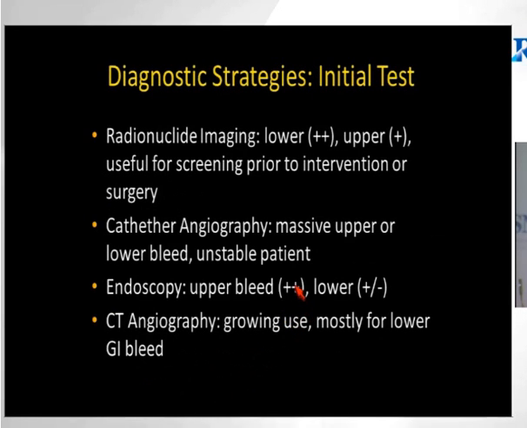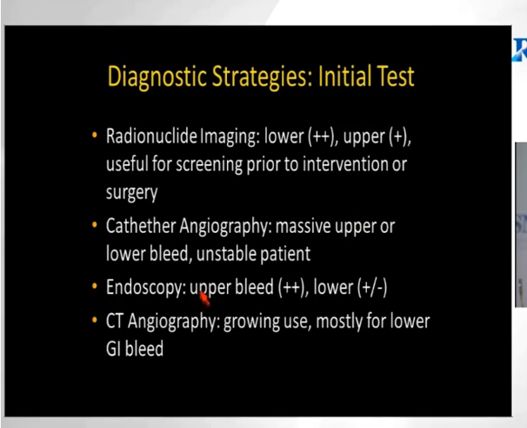So how are these patients imaged when in fact the need for an imaging test is required? Traditionally, radionuclide imaging has been the first test performed, especially in lower bleeders, not so much for upper GI bleeders, and it is, and we all know, a useful screening test prior to intervention or surgery. Catheter angiography as the first test is reserved only for patients who present with massive bleeds and in whom the cause is predicted, or there's a good reason to know what the cause and the location of the bleed may be based on the pre-existing conditions the patient may have.